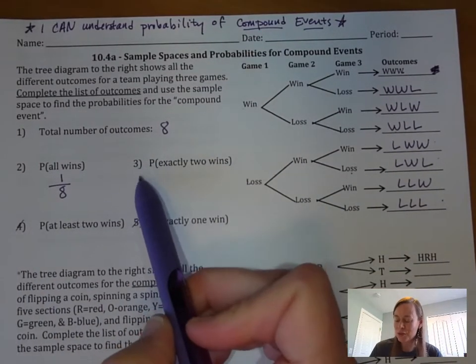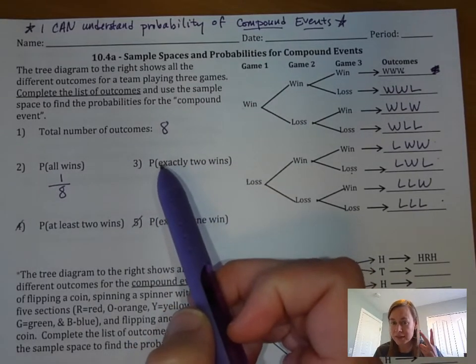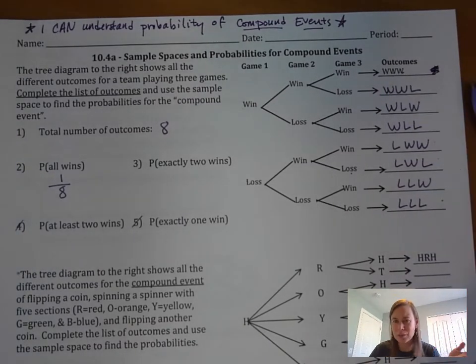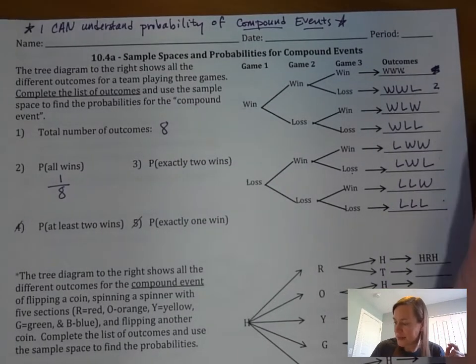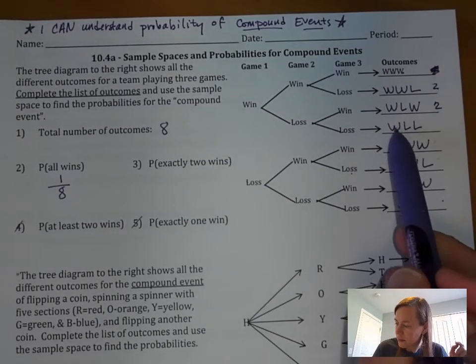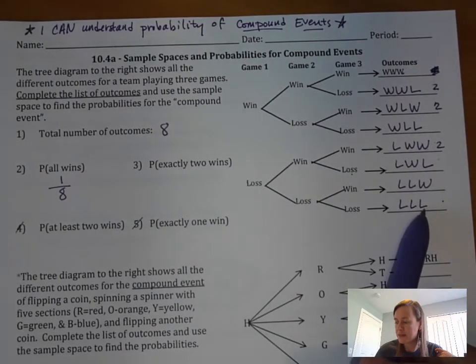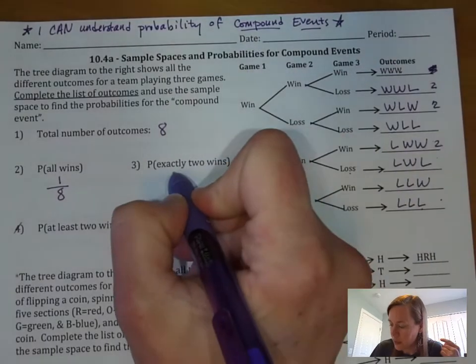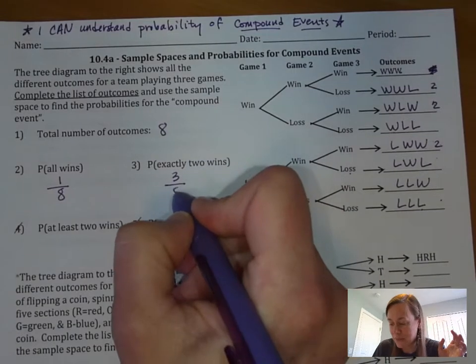Okay, so for problem number 3, what's the probability of exactly 2 wins? I'm going to go through and mark them with a 2 if they have exactly 2 wins. This one has 3 wins, so I'm not going to mark it. But this one has exactly 2 wins. This one has exactly 2 wins. That one has 1 win. This one has 2 wins. And 1 win, no wins. So it looks like we have 1, 2, 3 where they have exactly 2 wins. So we're going to say 3 out of how many? Total number of possibilities, which was 8.